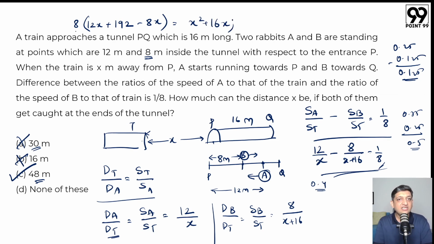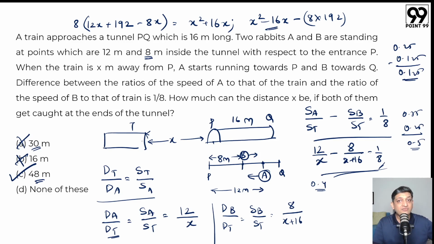Now what will happen here? You will have 12x minus 8x, that is 4x, into 8, that is 32x. 16x minus 32x is going to give me x square minus 16x minus 8 into 192. So 8 into 192, we'll just write it as it is. Now if you are slightly keen in terms of figuring this out, you might be able to see that 192 is 4 into 48, which means 32 and 48 could be the two terms that are there.